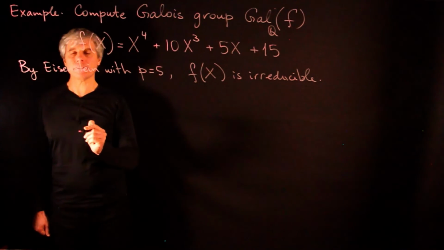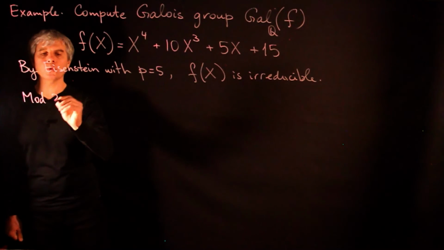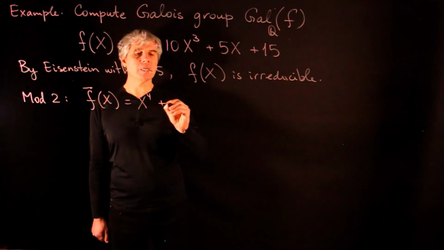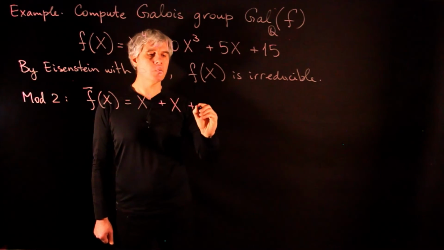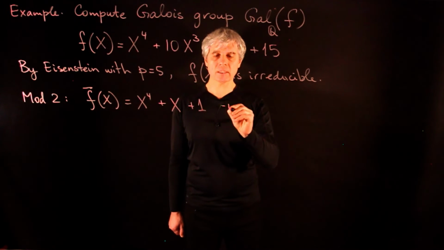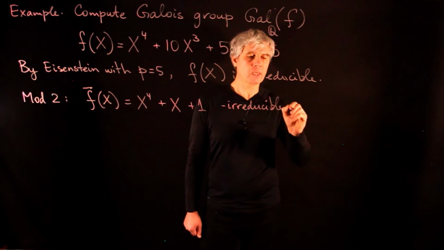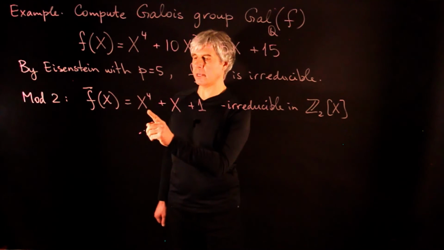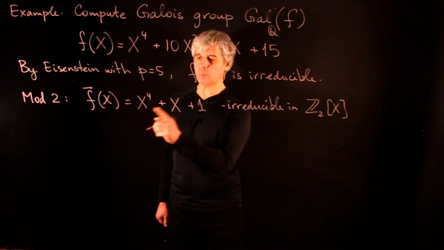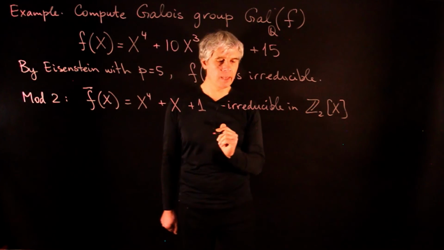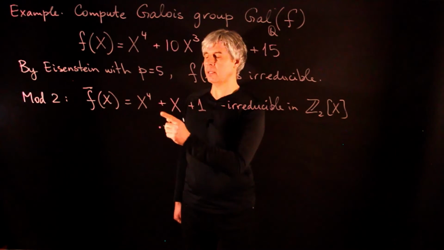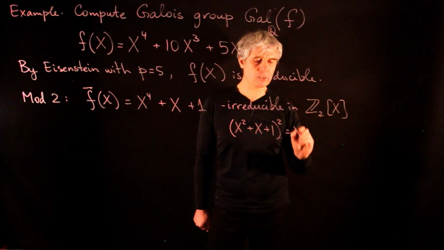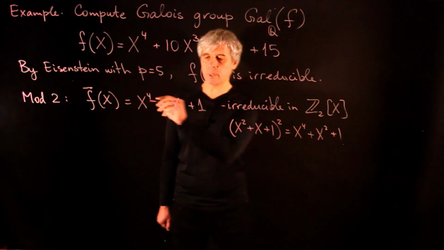Let us look at reductions of f mod other primes. So if we do reduction mod 2, then we get f bar of x is x to the power 4 plus, so this will become 0, so we get x plus 1. And we can see that this is irreducible in Z_2 of x, because reducible polynomials of degree 4 in Z_2 of x either have roots, and this polynomial does not vanish, not at 0, not at 1, or another possible reducible polynomial in Z_2 of x of degree 4 is x squared plus x plus 1 squared, which is x to the power 4 plus x squared plus 1. And this polynomial is not this one.